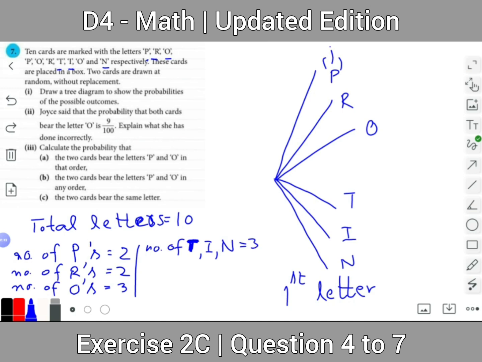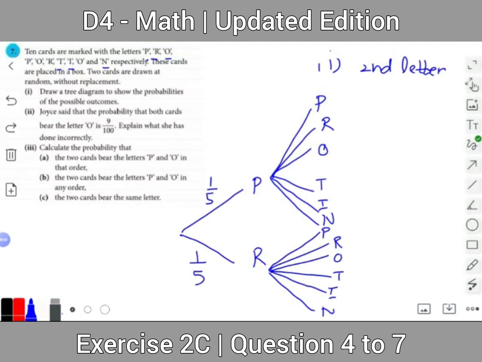So now the probability for the letter P is 2 over 10, which is equal to 1 over 5. For the letter R, again it is 1 over 5. For the letter O, it is 3 over 10. For the letter T, it is 1 over 10. For letter I, it is 1 over 10. And for letter N, it is 1 over 10. So for the first letter, we have written down the probabilities of the respective branches.